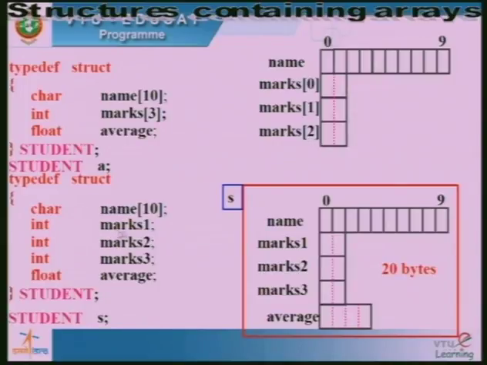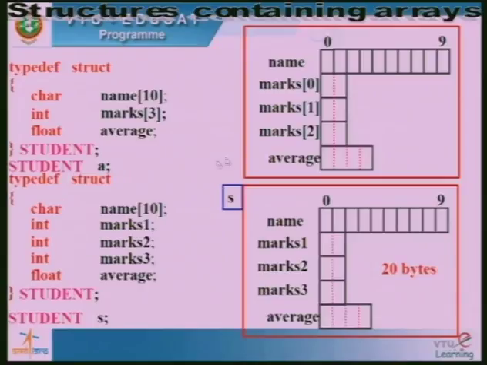So, if you have marks 1, marks 2, marks 3, marks 4, and so on up to marks 10, here you have to write marks of 10. In that case, we have marks of 0, marks of 1, marks of 2, and so on up to marks of 9. And finally, what we have here? The average field, which is of type float. So, 4 bytes will be allocated for the field average. All these things can be accessed using the common name a.